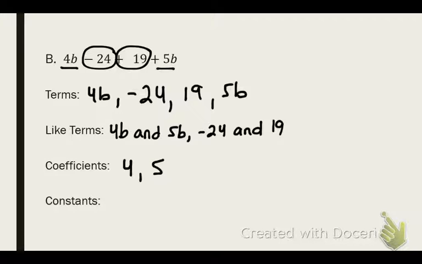I saw a few people who wrote 4b and 5b. Why do I not want the b? Because then it wouldn't be a coefficient. You're right. Okay, it would be a variable term. I only asked for the number part of the variable term. And finally, the constants are the numbers that stand alone. What'd you get? Negative 24 and 19. Very good. You guys are showing me you understand very well what we talked about yesterday.